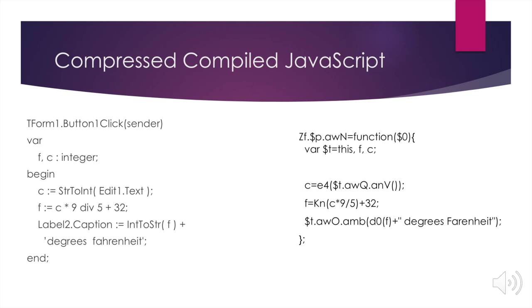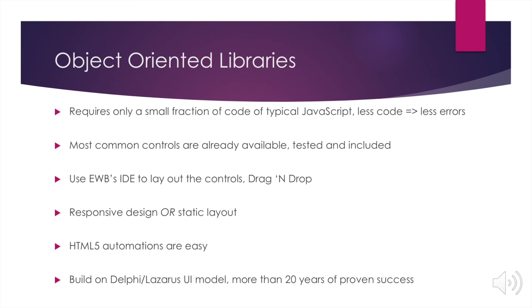And if you click optimize, it compresses the JavaScript so it's barely readable but still functional. This obfuscates the code somewhat. Object-oriented libraries require only a small fraction of the code of typical JavaScript, so there's less code and fewer errors. More common controls are already available, tested, and included.